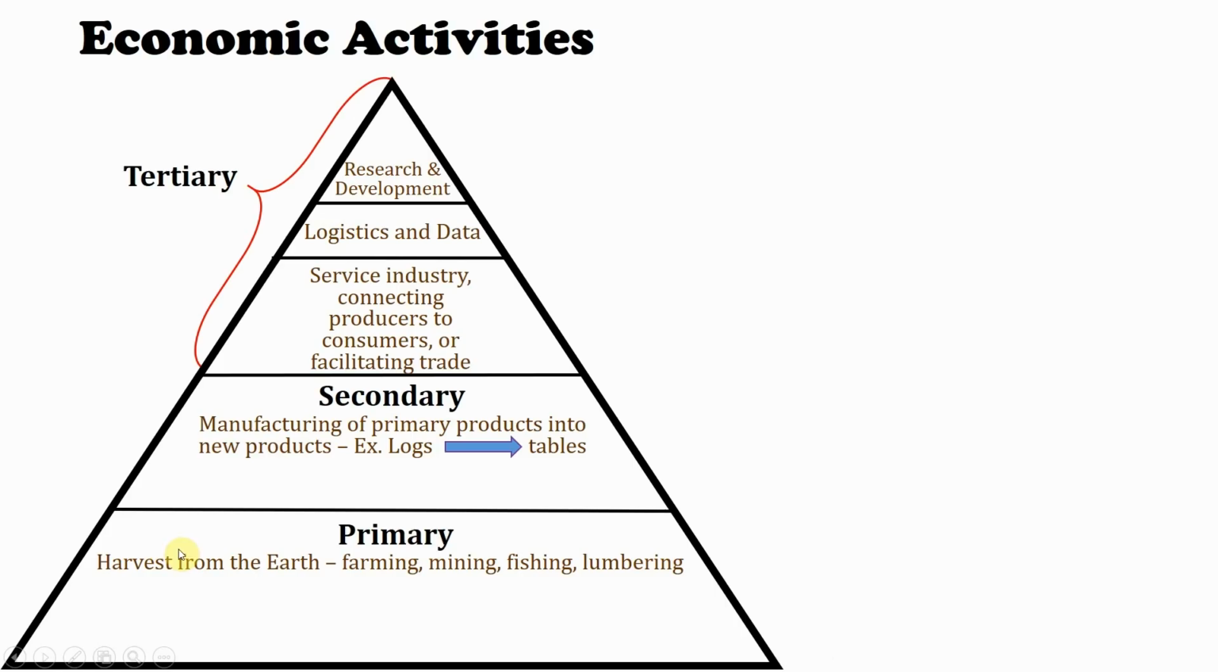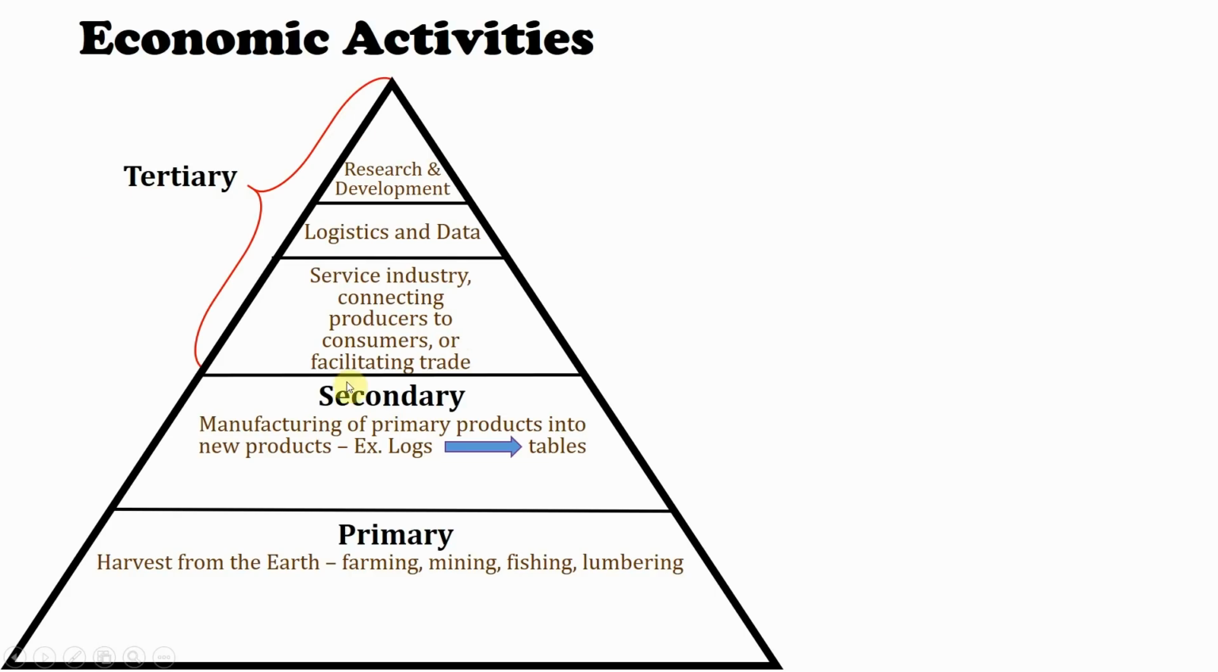Primary is stuff closest to the earth: farming, mining, fishing, lumbering. So if you engage in that activity, you're using primary resources. Secondary means you're turning those things into other things. So I always tell my students, you're turning just a raw material into stuff. You're making a log into a table. You're turning iron ore into forks, if you really like forks. And so that's manufacturing.